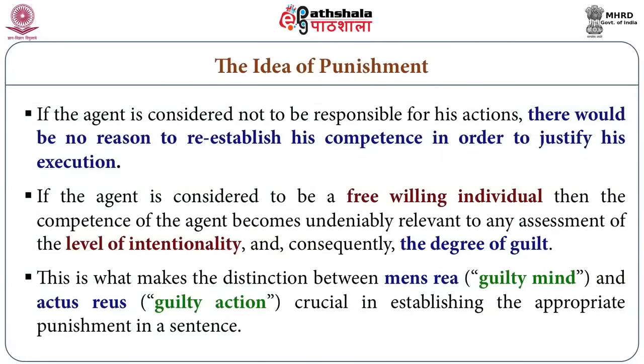So this is what makes the distinction between what's called mens rea, we can translate that as guilty mind, and actus reus, we can translate that as a guilty action, crucial in establishing the appropriate punishment in a sentence. So in my bank robbery example, the actus reus is the act of robbing a bank. A crime has occurred. But what is the mens rea?